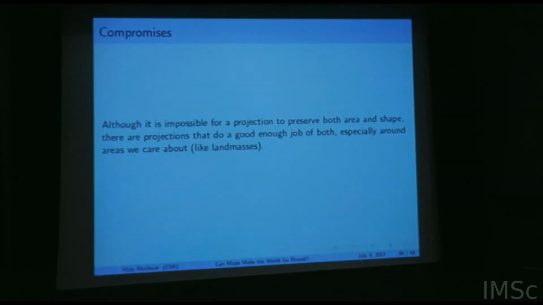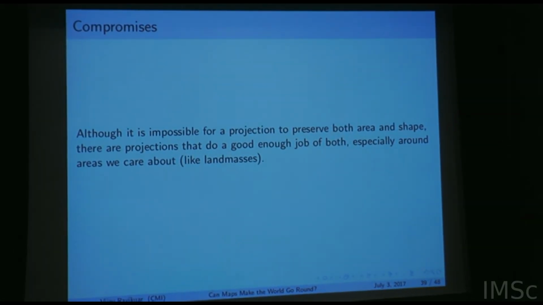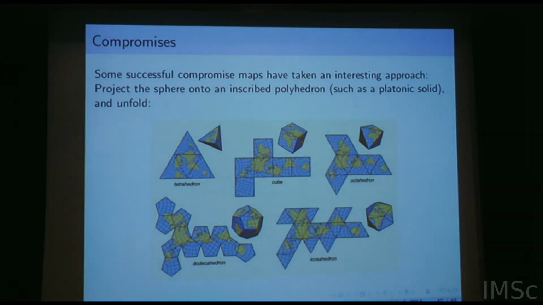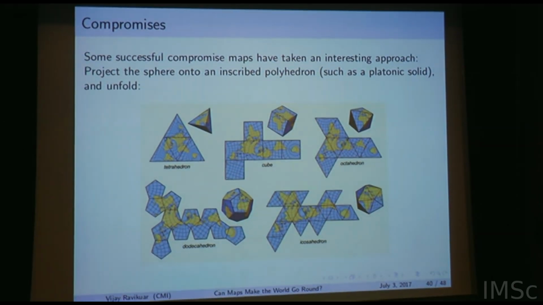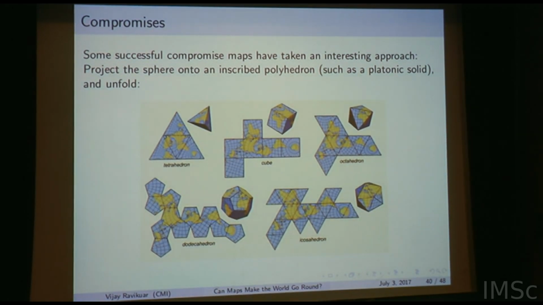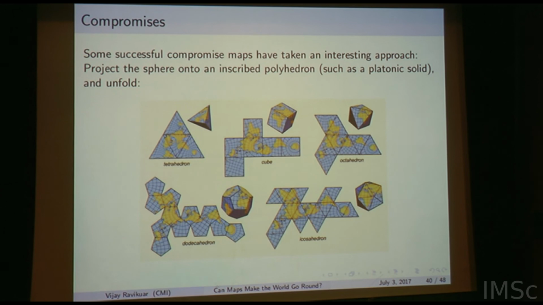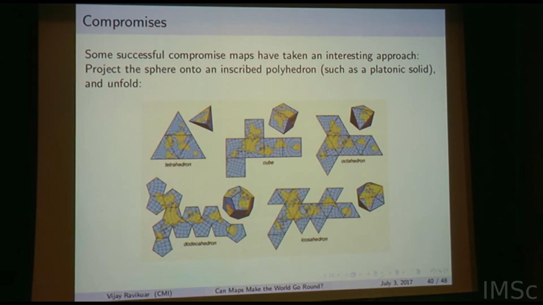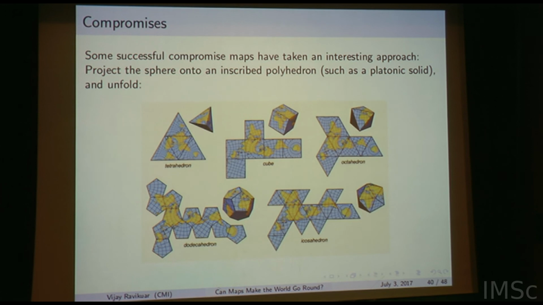So are there maps that do a better job than the Mercator of compromising between shape and area? There are some successful compromise maps that have taken a really interesting approach. Rather than projecting onto a cylinder or a plane, they've actually projected onto a polygon that's inscribed in the sphere, specifically a Platonic solid. So maybe you've seen that there are 5 Platonic solids. And here are the maps we get by projecting onto inscribed Platonic solids and then unfolding those Platonic solids. Once you have a polyhedron like this, you can unfold it and get something flat.